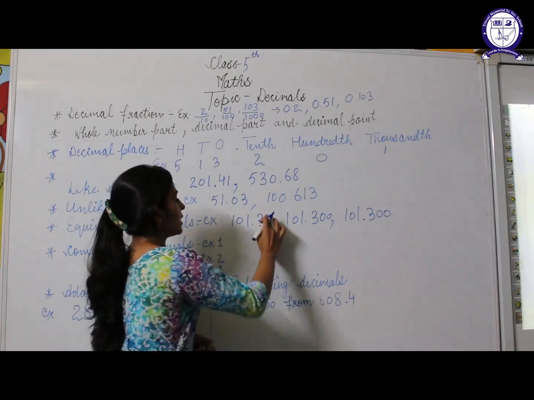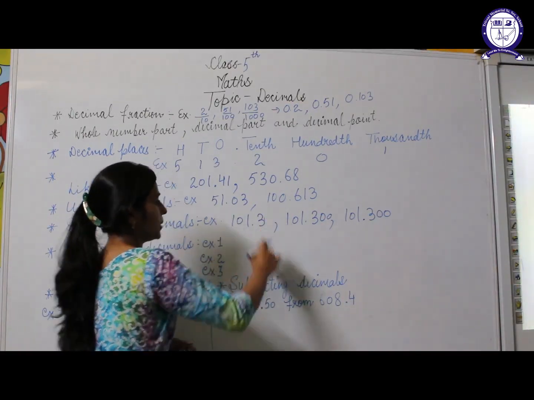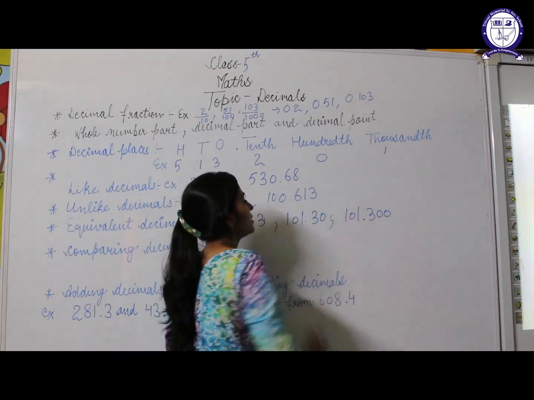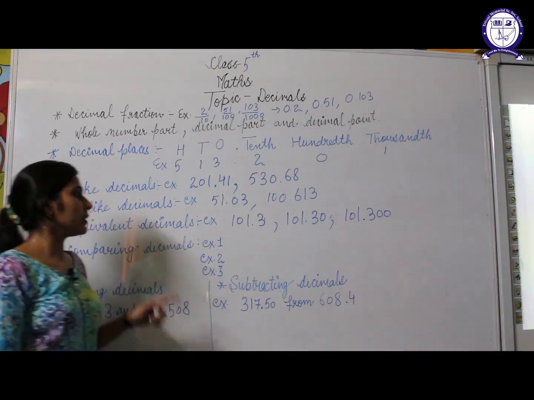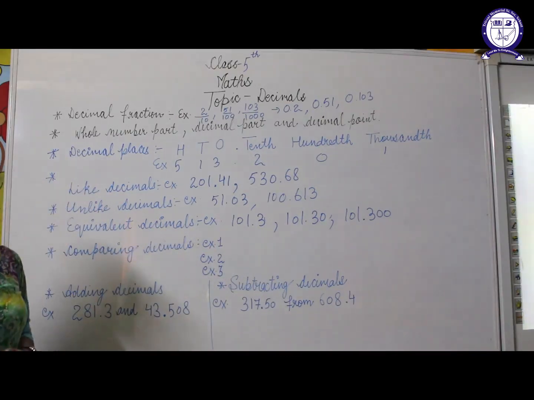So in this case 101.3, 101.30 and 101.300 are equal. So these are considered as equivalent decimals, students.